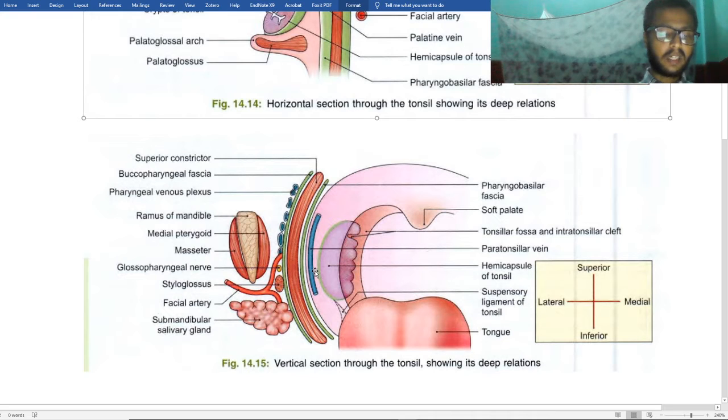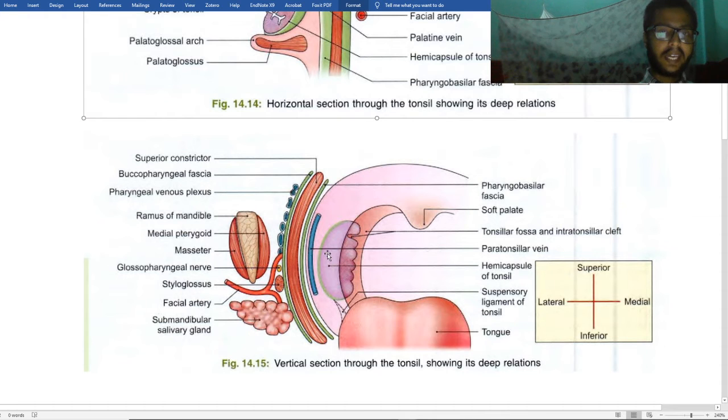The palatine vein, or external palatine or paratonsillar vein, descends from the palate in the loose areolar tissue on the lateral surface of the capsule. Here you are seeing the paratonsillar vein. It crosses the tonsil before piercing the wall of the pharynx. The vein may be injured during removal of the tonsil.